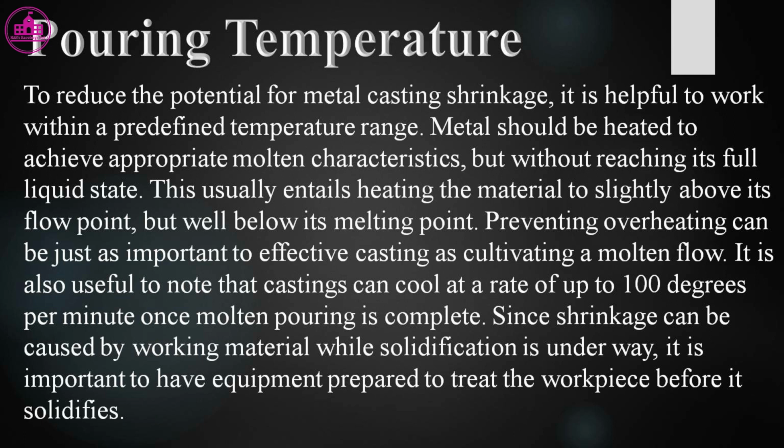Pouring temperature. To reduce the potential for metal casting shrinkage, it is helpful to work within a predefined temperature range. Metal should be heated to achieve appropriate molten characteristics, but without reaching its full liquid state. This usually entails heating the material to slightly above its flow point, but well below its melting point. Preventing overheating can be just as important to effective casting as cultivating a molten flow.